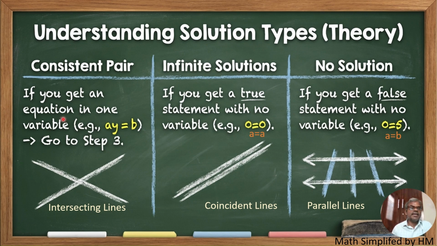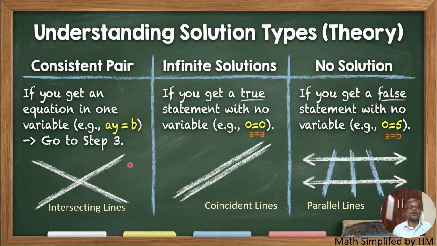Now, understand the solution types of an equation in a single variable. If you get an equation in one variable, for example ay is equal to b, in our case minus 14y is equal to 28, then go to step 3. In this case, the pair is a consistent pair and the lines are intersecting lines and their point of intersection is the solution.